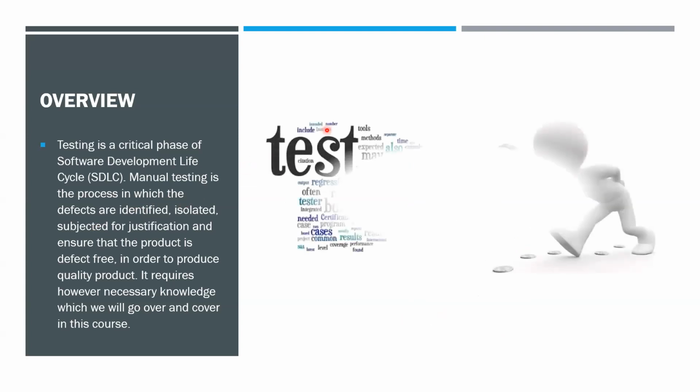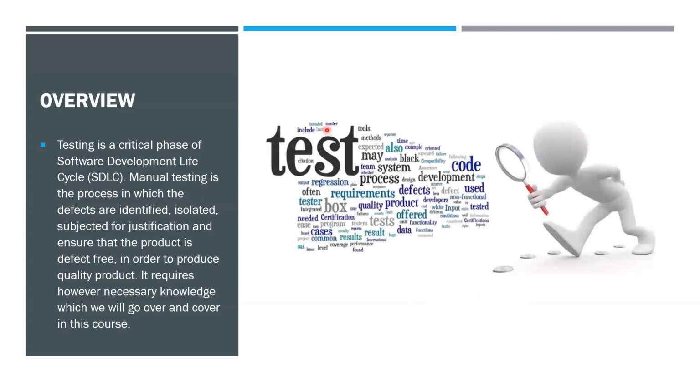So, overview. Testing is a critical phase of the software development life cycle. Manual testing is the process in which defects are identified, isolated, subjected for justification, and ensured that the product is defect-free. In order to produce a quality product, it requires, however, necessary knowledge, which we will go over and cover in this course. Once again, let's break this down little by little.